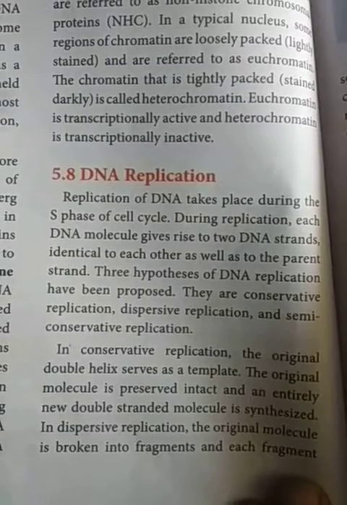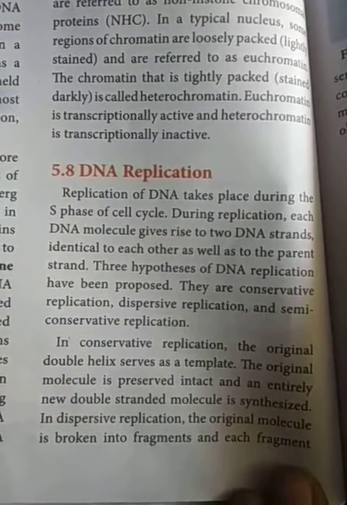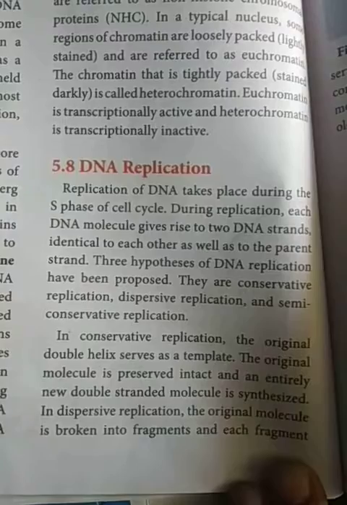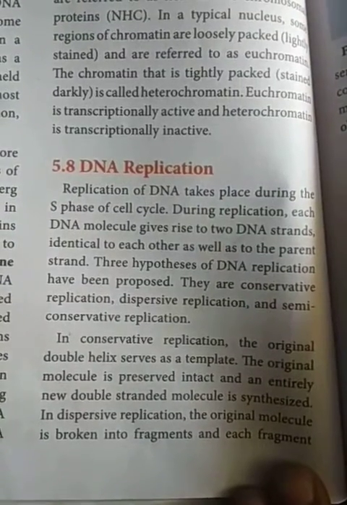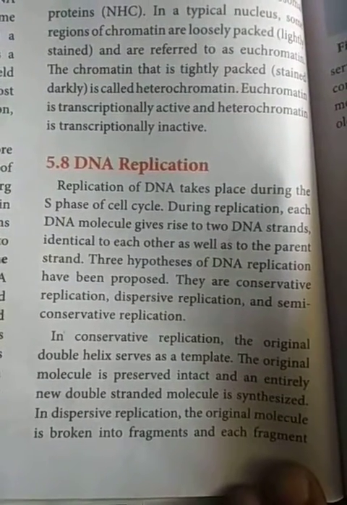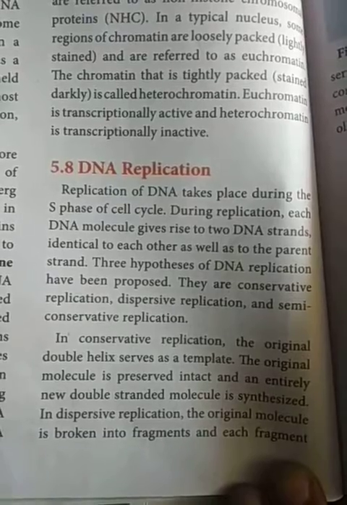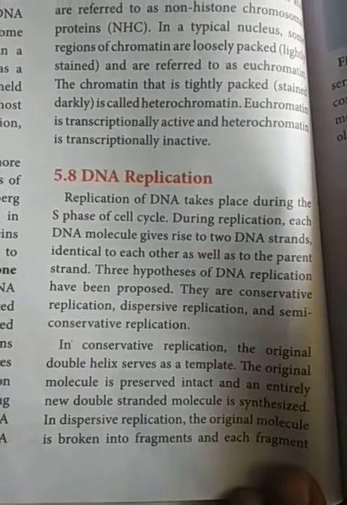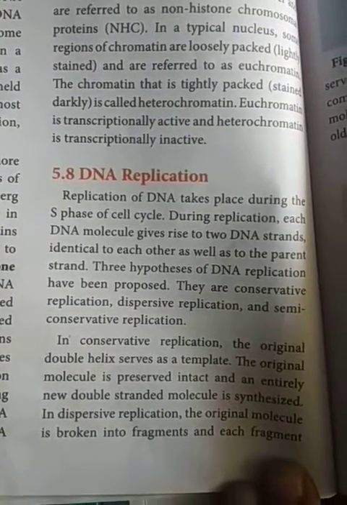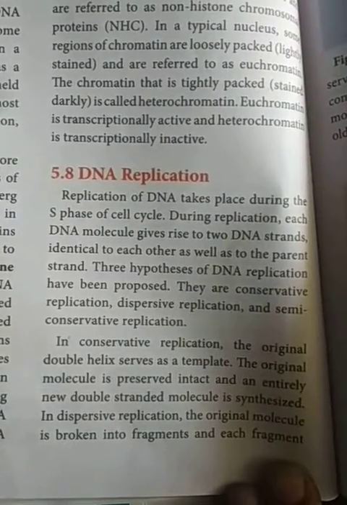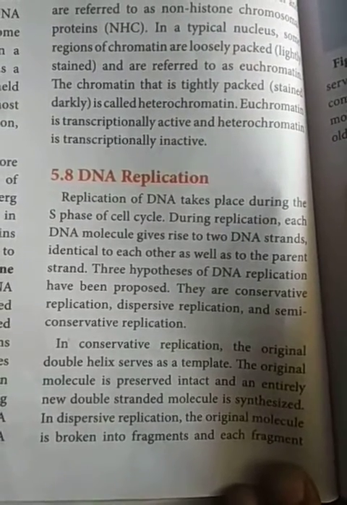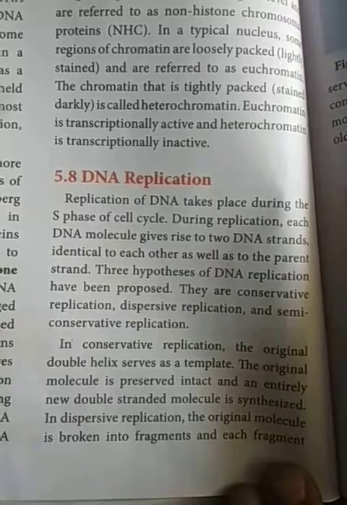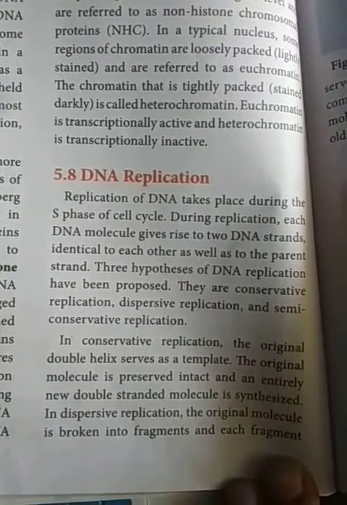Okay, so the original molecule is preserved intact and an entirely new double stranded molecule is synthesized. So the original parent molecule is preserved intact, meaning it does not change at all, and a new double stranded molecule that is entirely identical to it is produced. That method of replication is known as conservative replication.